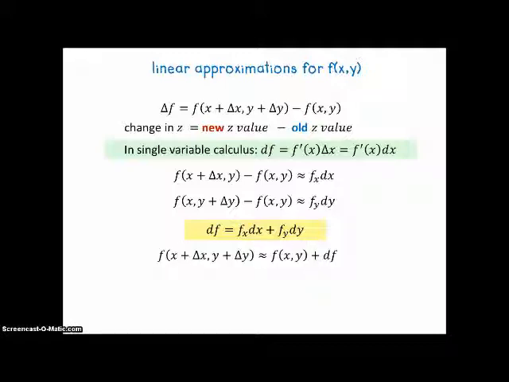And we can approximate the new point by adding df to the old point. Therefore, the new point is equal to the old point plus the partial derivative with respect to x times dx plus the partial derivative with respect to y times dy. In Leibniz notation, the change in z can be approximated by dz, which again is the partial derivative of z with respect to x times dx plus the partial derivative of z with respect to y times dy.